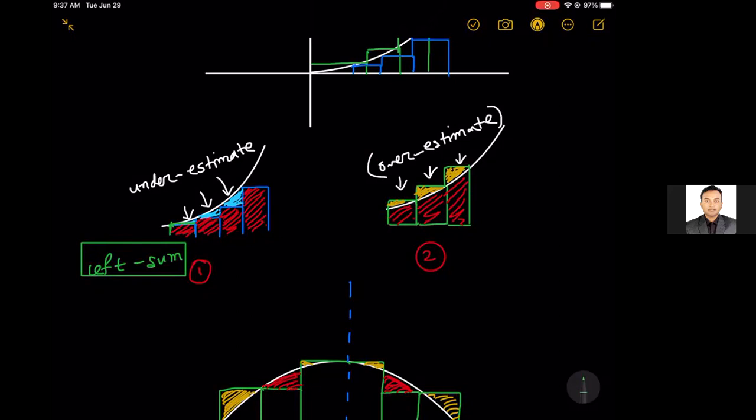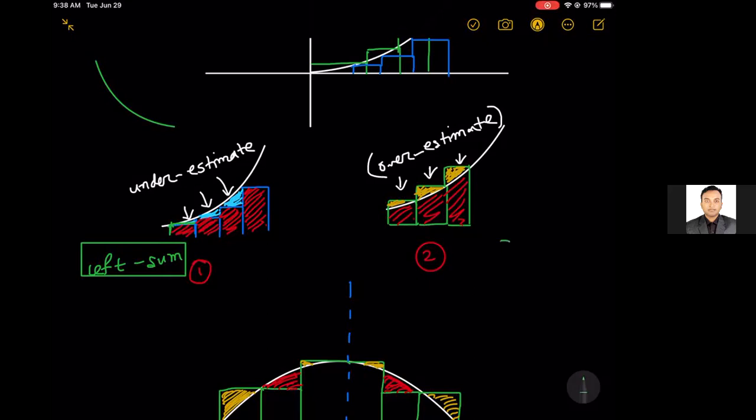But here is the thing. What if my graph looks like this? If we start from the left point, then you will see it will be an overestimation. So it actually depends on how the graph looks. So instead of saying underestimating, I think I should say, if we start from the left point of the interval, then it will be the left sum.